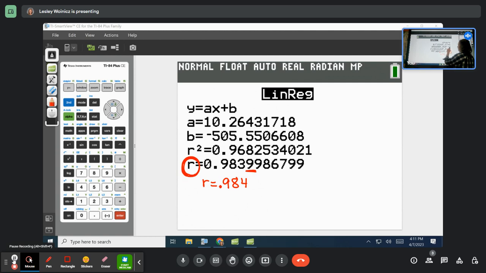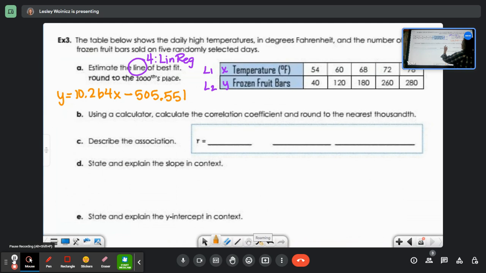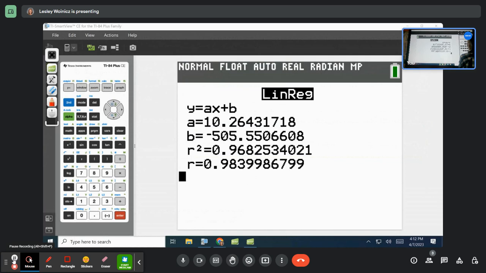Okay, we don't use R squared, because if you square a negative, like if I had an R value of like negative 0.9 and I square it, then I'm going to get a negative times a negative makes a positive. So R squared doesn't tell you anything about the sign of the correlation. It just tells you the strength. So we don't use R squared. Get rid of it. Okay, so R is 0.984.